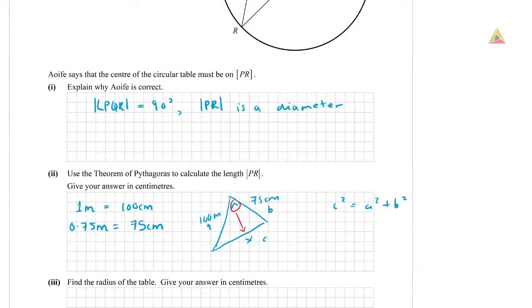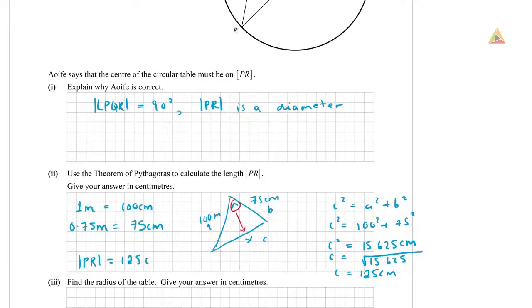So if we put that into Pythagoras' theorem, C squared is equal to A squared, which is 100 squared, plus 75 squared. And this is working in centimetres. So then C squared, which is PR squared, is going to be 15,625 square centimetres. So C is going to be the root of 15,625. So C is 125 centimetres. And C is the same as PR. So PR is equal to 125 centimetres.